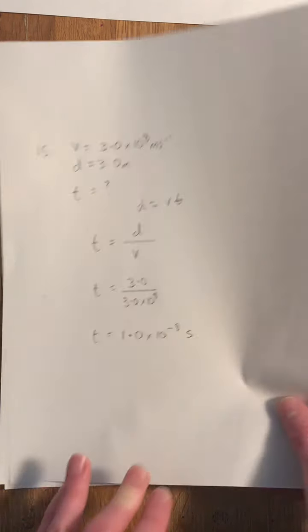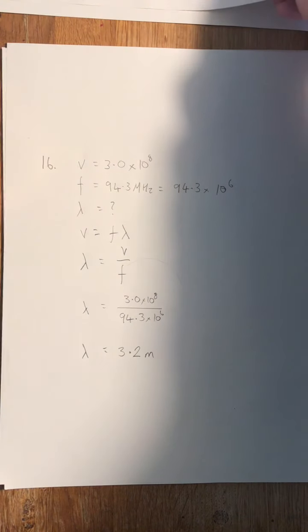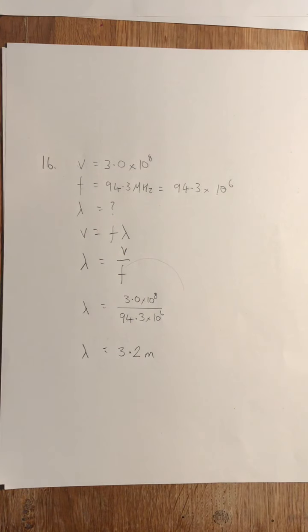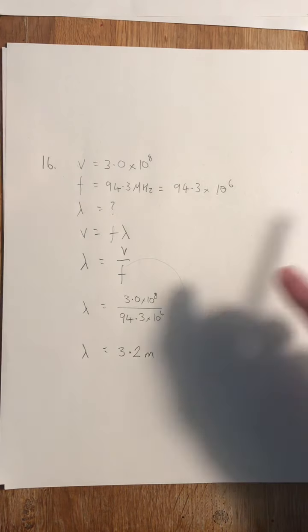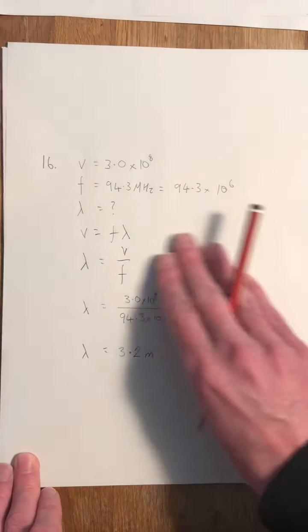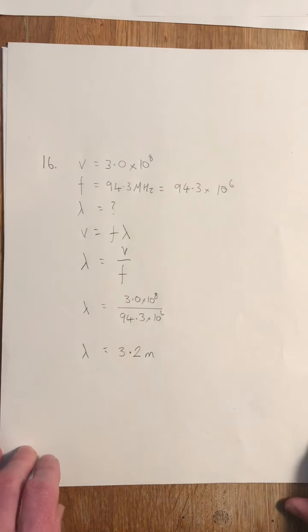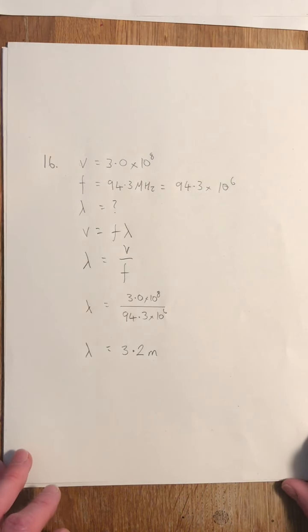Try it yourselves. Question 16 was using the v f lambda formula. It said that there was a frequency of radio station of 94.3 megahertz, and calculate the wavelength.